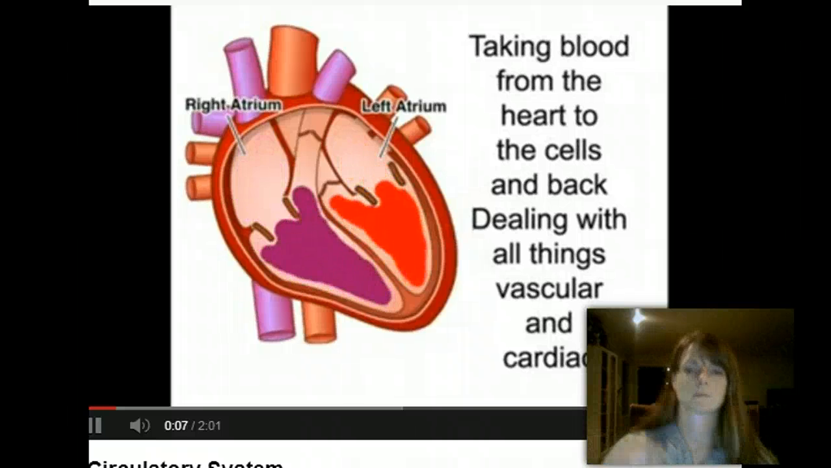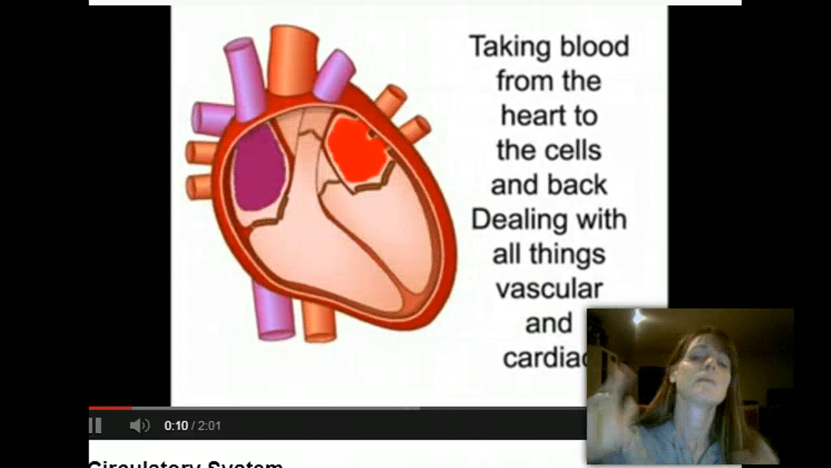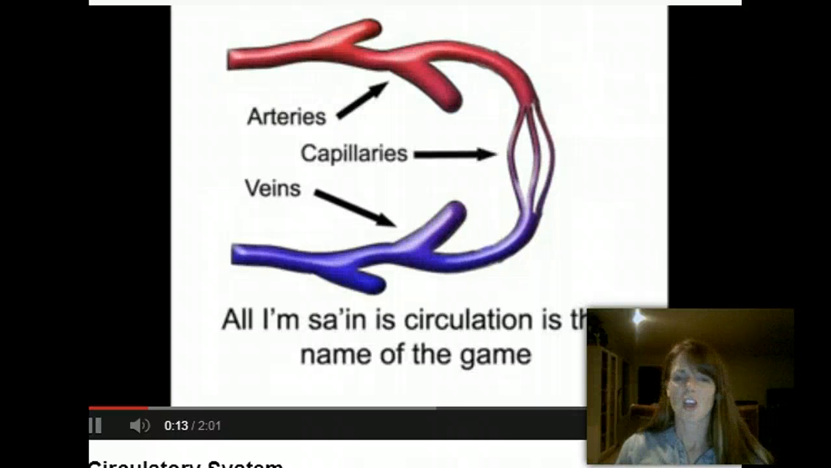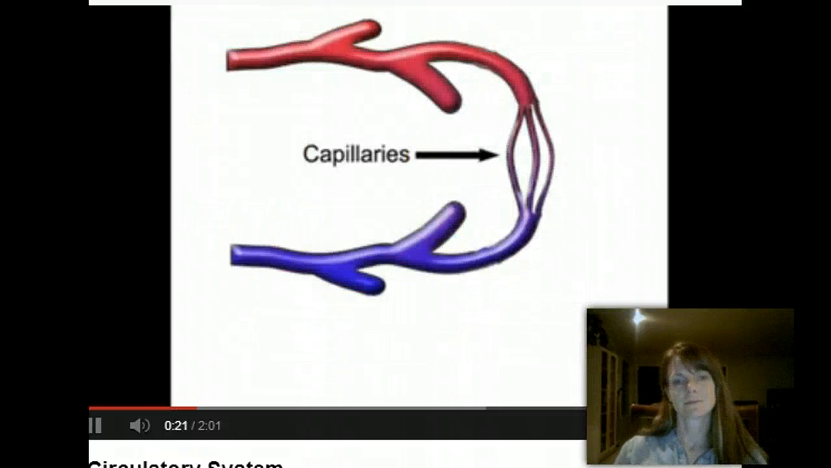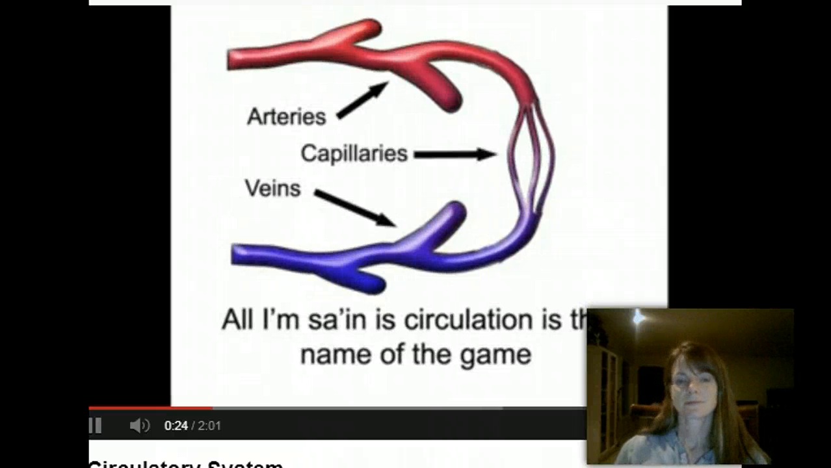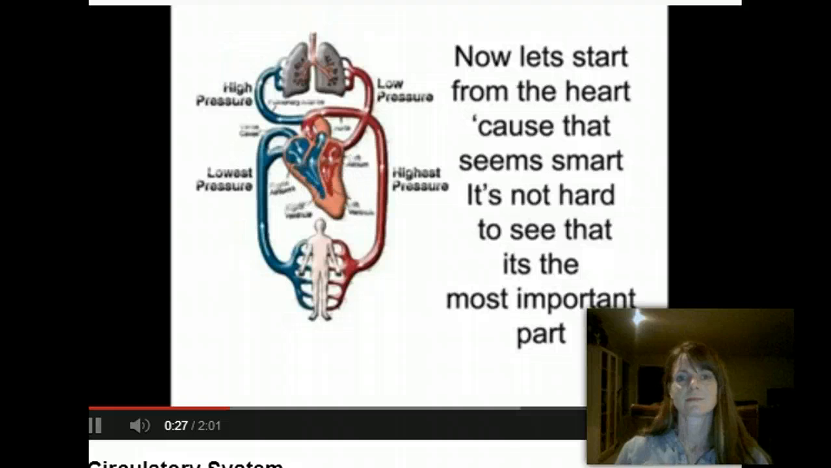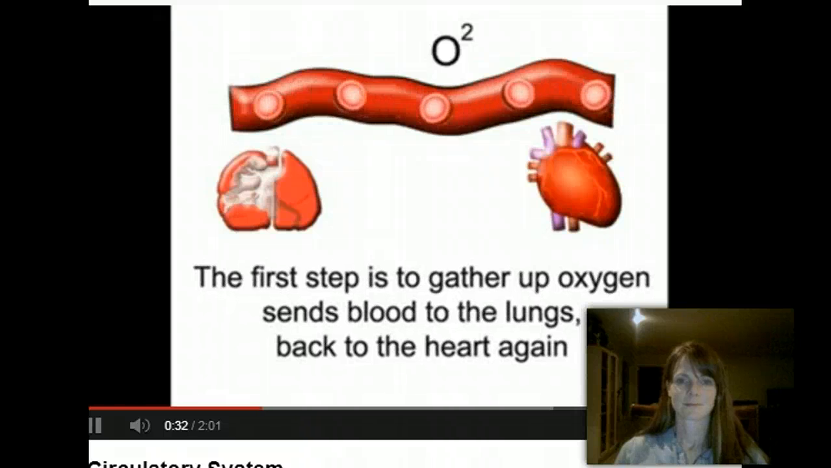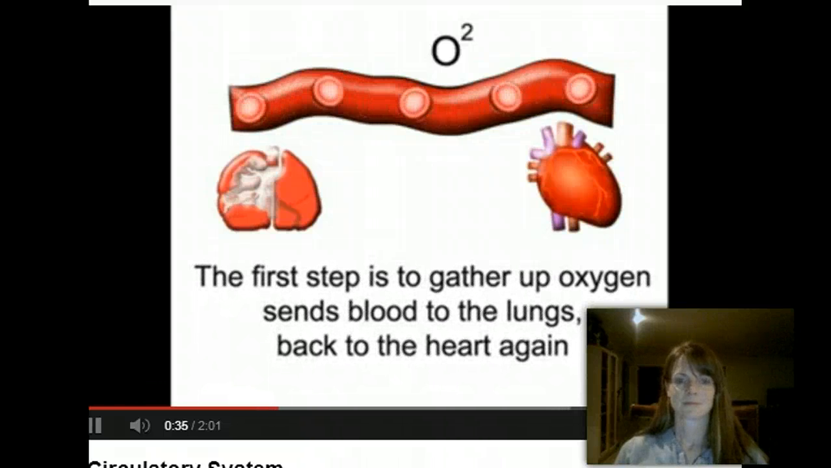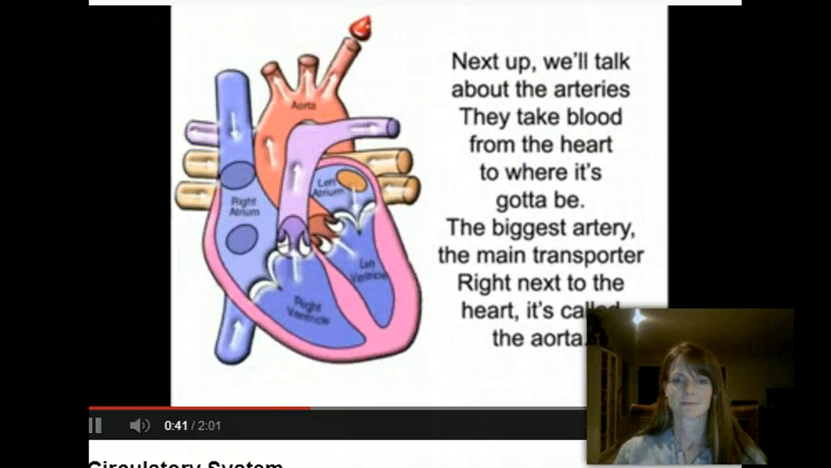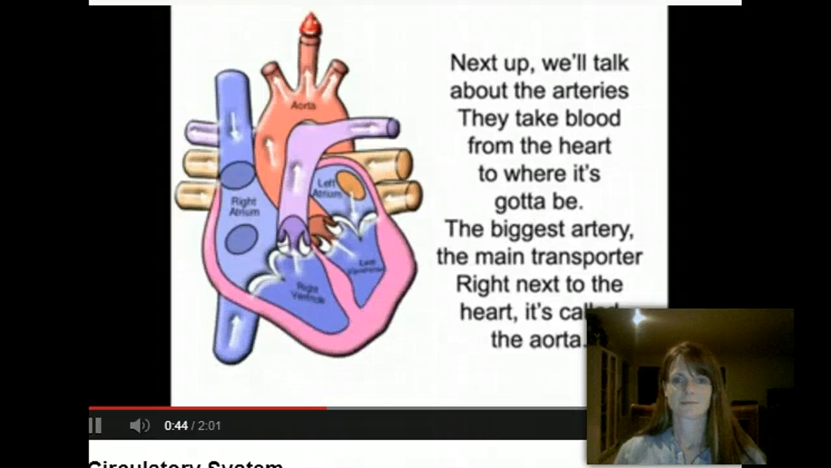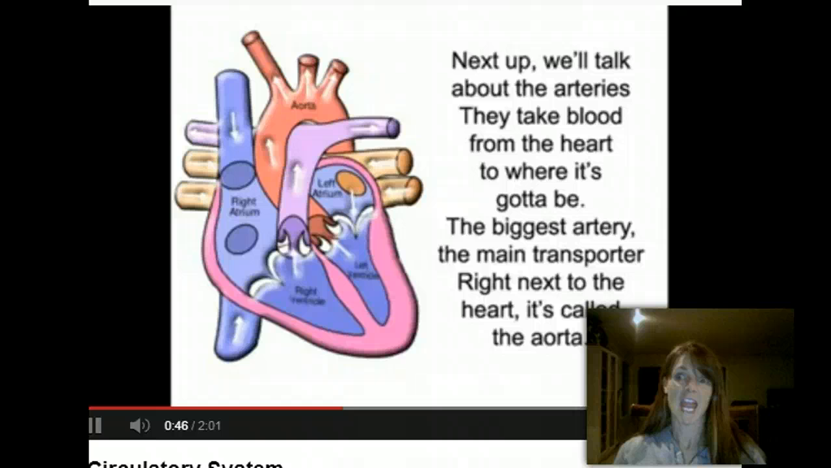Taking blood from the heart to the cells and back, dealing with all things vascular and cardiac. Capillaries, arteries, and veins, all I'm saying, circulation is the name of the game. Let me start from the heart, cause that seems smart. It's not hard to see, that is the most important part. The first step is to gather up oxygen, sends blood to the lungs, back to the heart again. Next up, we'll talk about the arteries. They take blood from the heart to where it's gotta be. The biggest artery, the main transporter. Right next to the heart, it's called the aorta.